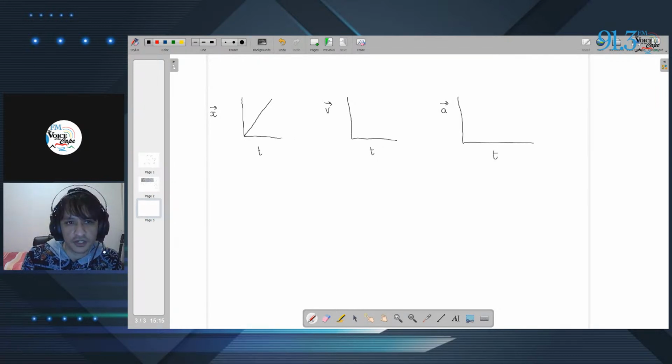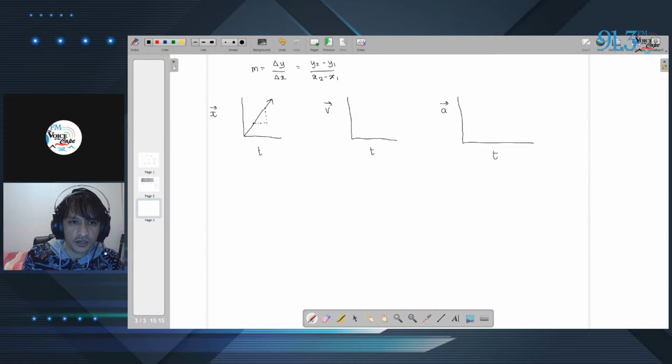Now, let's say we look at this position versus time graph. If we want to find out what the velocity is according to position versus time, we can simply just take the gradient of this graph. And we remember from mathematics that gradient is equal to delta y over delta x, or in other words, y2 minus y1 over x2 minus x1.